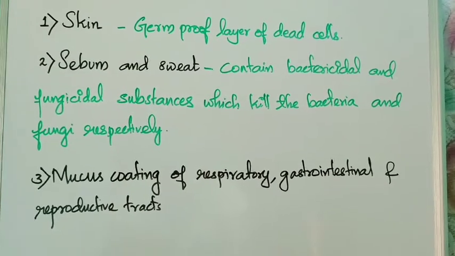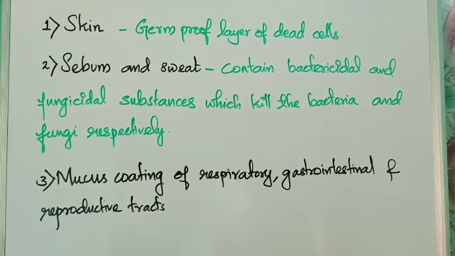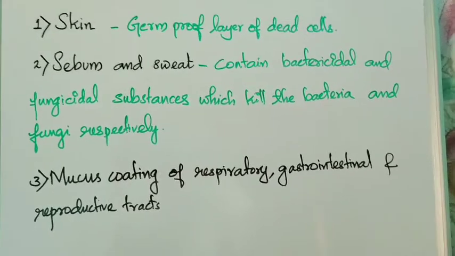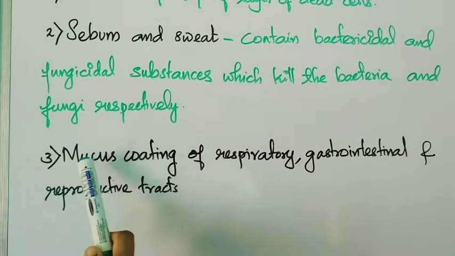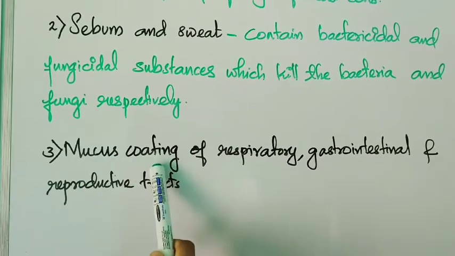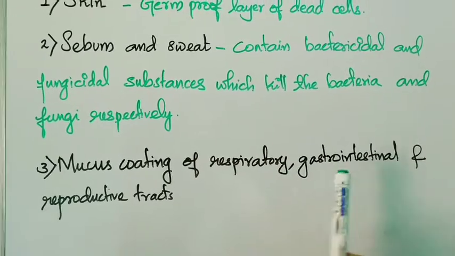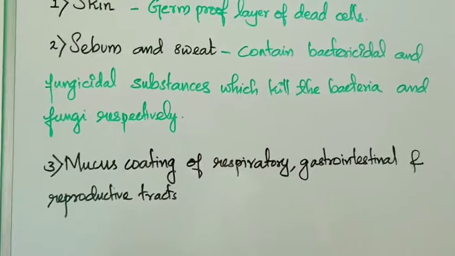Now suppose some organism is trying to enter through the openings of our body like the mouth and nose. They have to cross the mucus coating which lines the respiratory walls, gastrointestinal walls and also the reproductive tracts of our body.